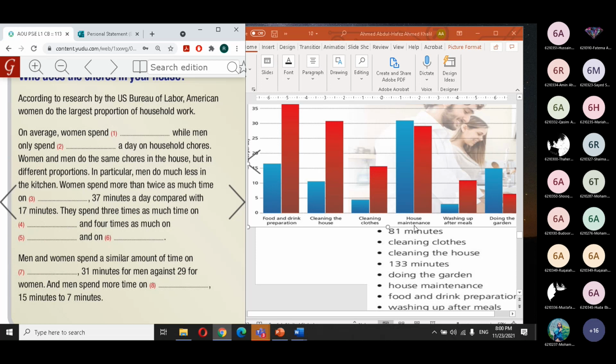House maintenance, male spend about 31 or 32, more than female. Female spend about 28 or 29. If you go to washing up after meals, you will find that males spend about 3 minutes, and females about 11 or 12 minutes. Doing the garden, males about 7 minutes, 7 to 8.